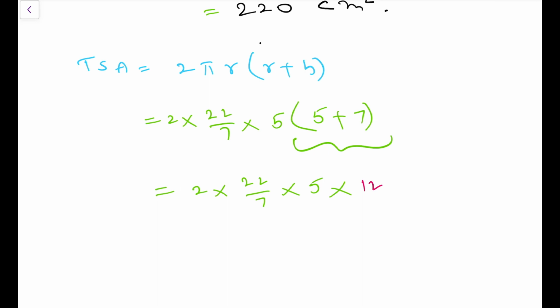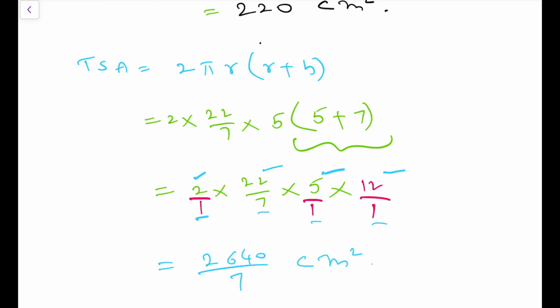So this 2 I am writing as 2 by 1, 5 as 5 by 1, and 12 as 12 by 1. Now this 2 is numerator, 22 is numerator, 5 is numerator, 12 is numerator. Multiply all those numerators. 2 into 22, 44 into 5, 220, 220 into 12, 2640 divided by, in the denominator we have 7, so write that 7. We are finding area and the units are given as centimeter, so this will become centimeter square.